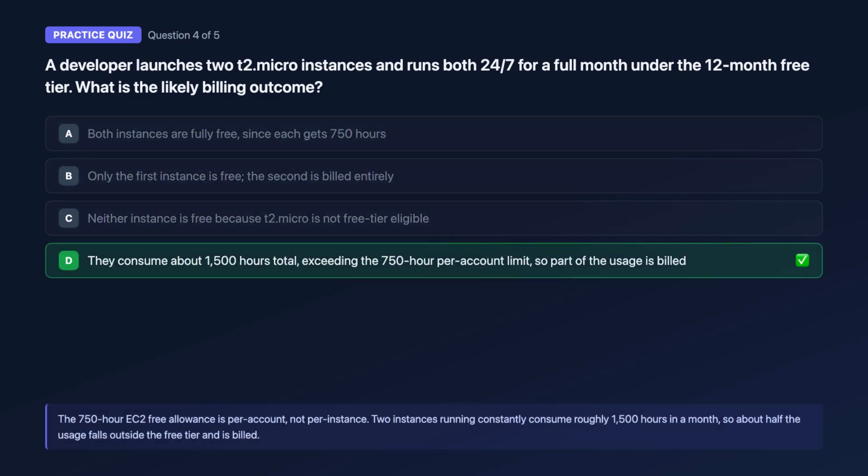It has to be D, and here's why. The 750-hour allowance is per account, not per instance. Two instances running constantly add up to about 1,500 hours in a month, so roughly half the usage spills past the free limit and gets billed. Option A is the exact misconception the exam is testing. There is no per instance pool of free hours.